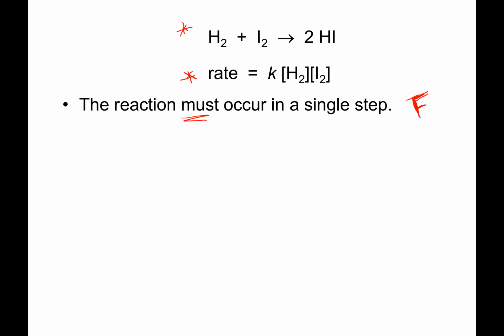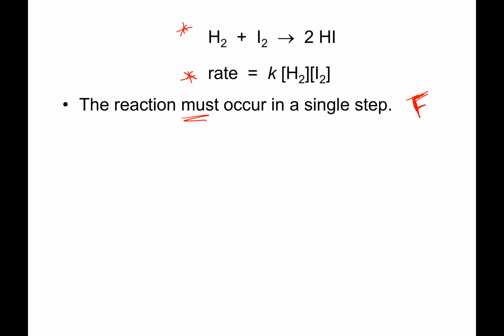It can occur. Up here, where I put the reaction mechanism, I had these different steps. If it occurs in just one elementary step, these things I wrote down were the elementary steps. If it occurs in just one elementary step, we call that an elementary reaction. And then we can use molecularity to go right to the rate law expression. Any questions? So the answer's false.